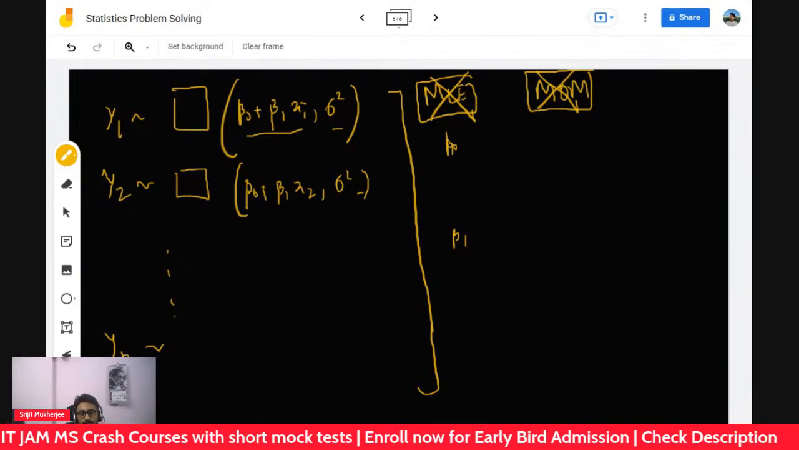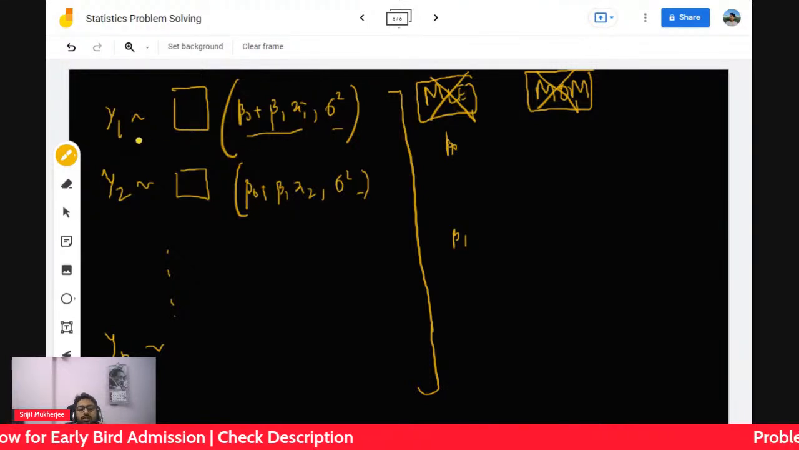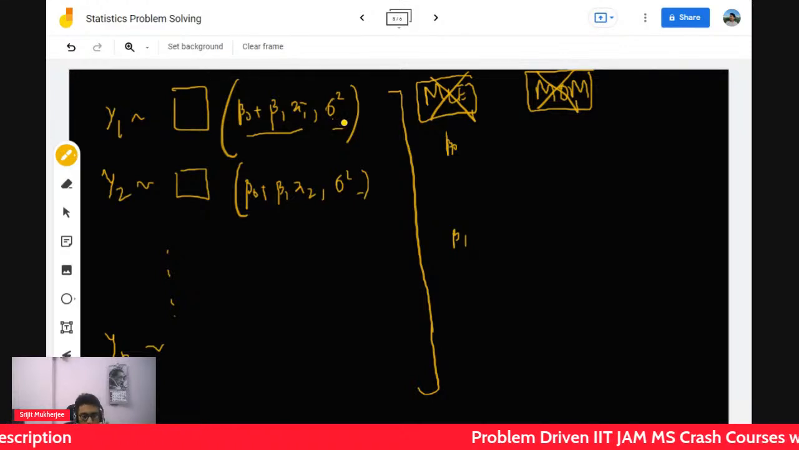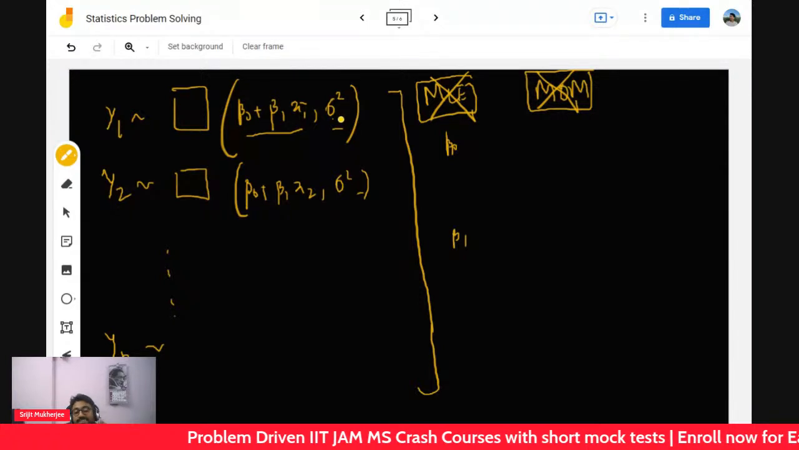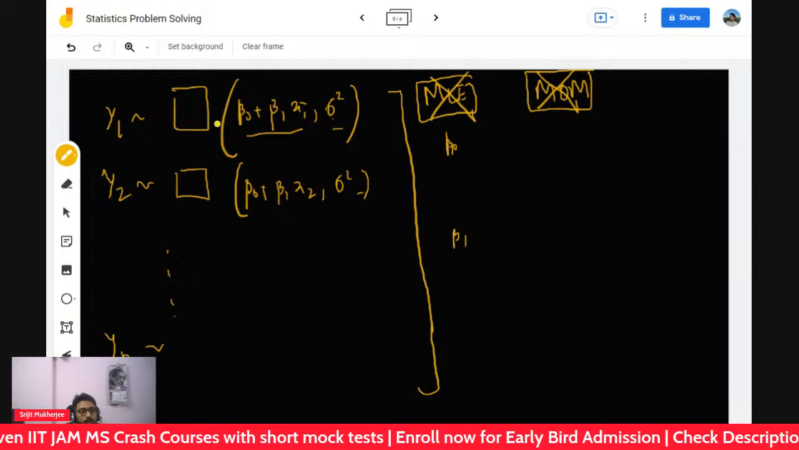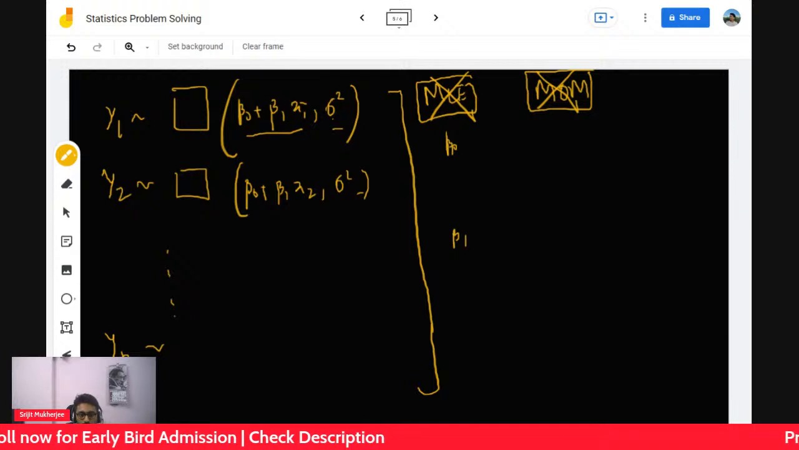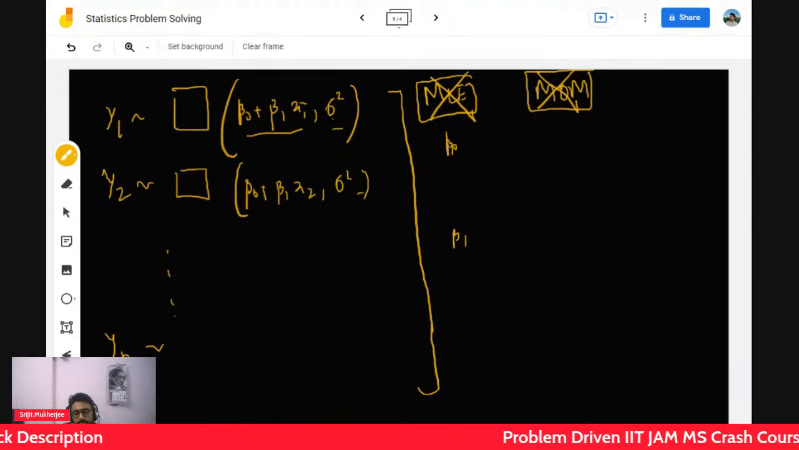Do you understand? MLE we cannot do because we don't know the distribution assumption. MOM we cannot do because the variance is based on sigma square, not on this one. So there will be only one equation for two variables, which is not possible. Therefore we need some other method. Do you understand, guys? It's very important.